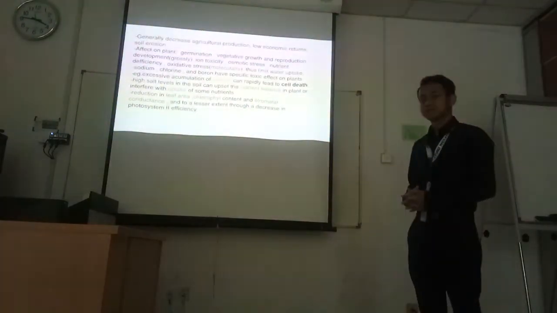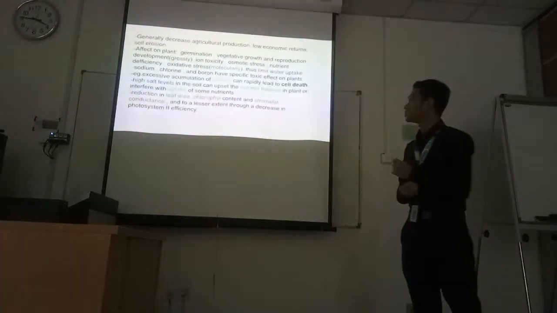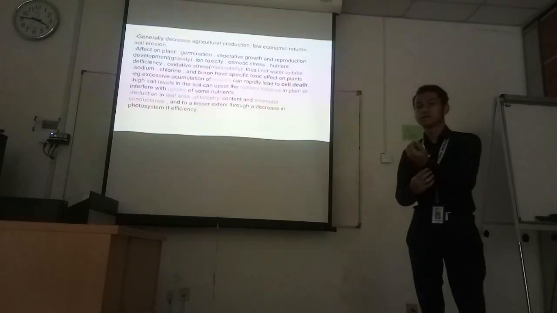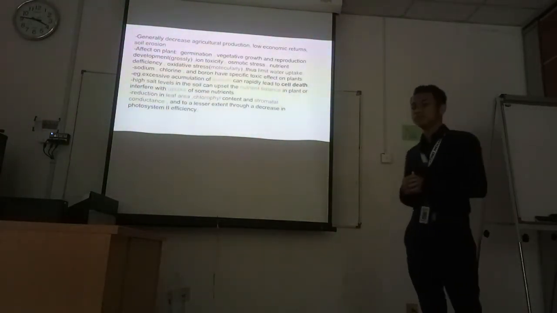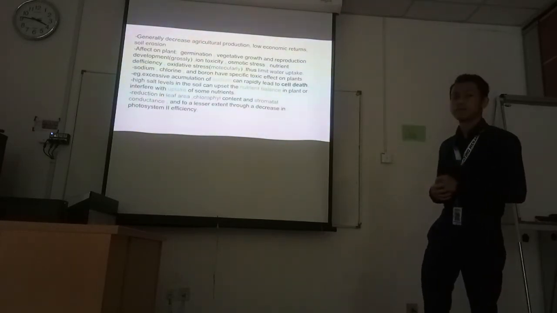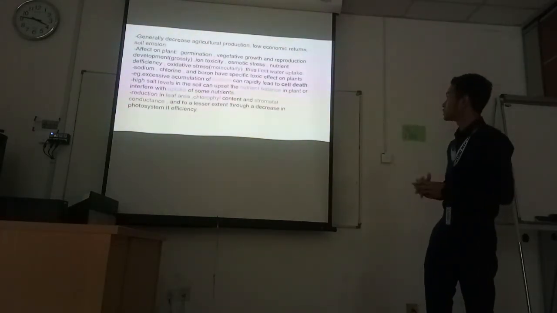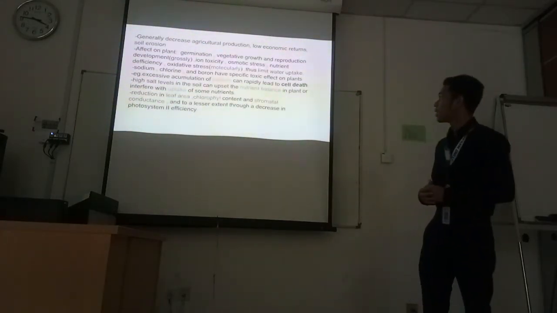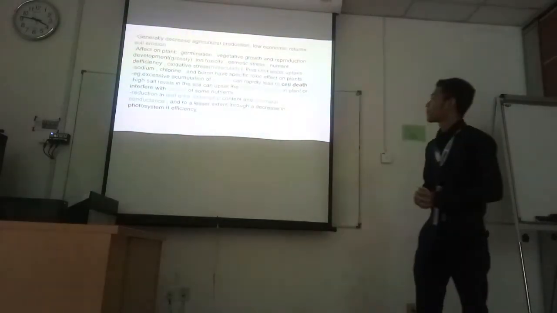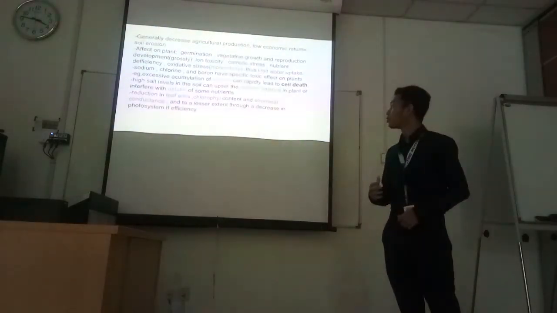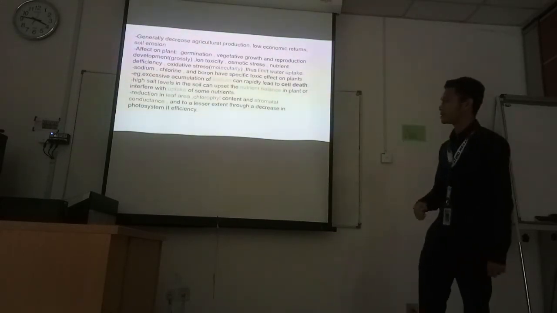Generally, farming in saline soil leads to decreased agricultural production, low economic returns, and soil erosion. It affects plants grossly, it will affect the germination, vegetative growth, and reproductive development. And formally, it will affect ion toxicity and cause osmotic stress, nutrient deficiency, and oxidative stress. And thus, this will limit the water uptake. For example, some ions such as sodium, chlorine, and boron have a specific toxic effect on plants.